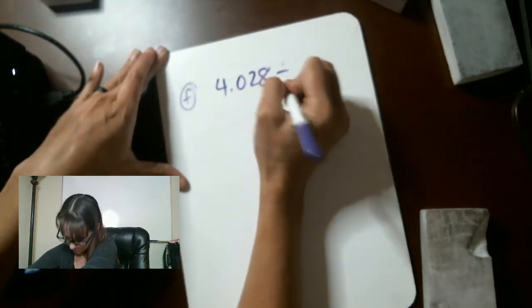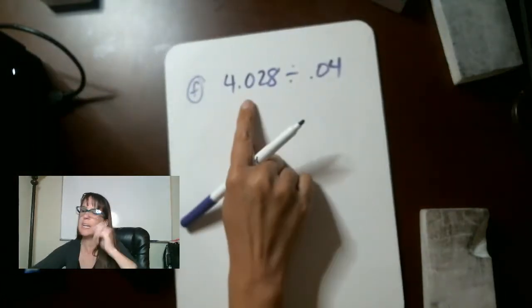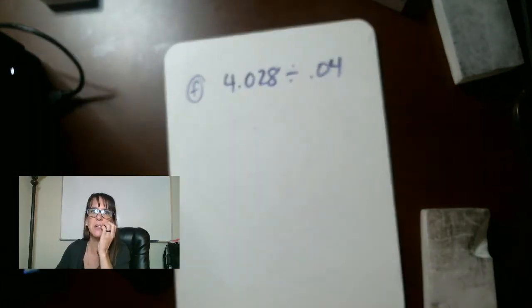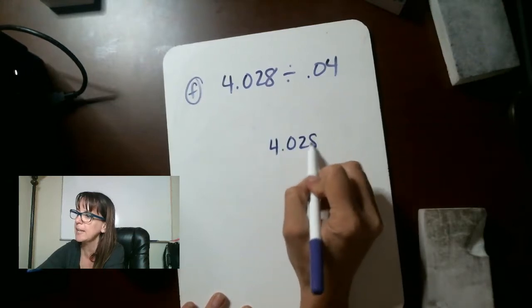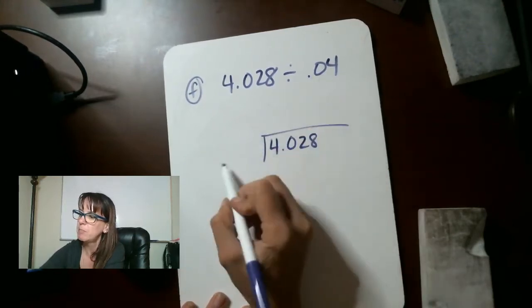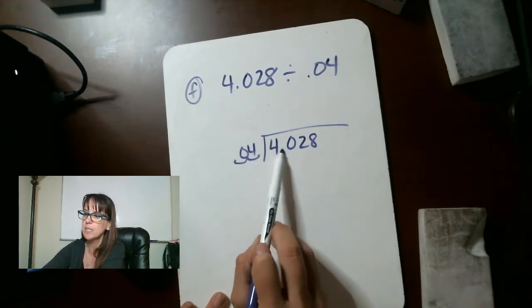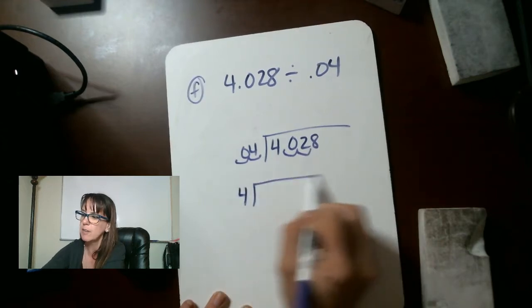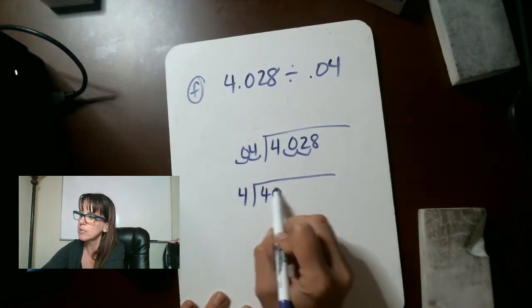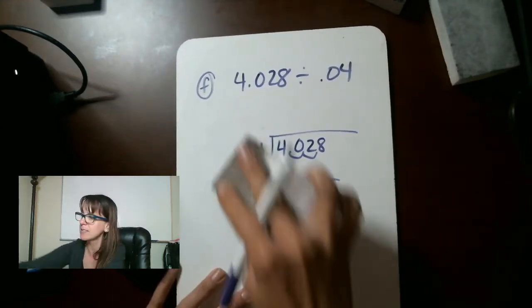4.028 divided by 0.04, which means this guy is in the front, so this guy goes under the table. So it's going to be 4.028 divided by 0.04. I have to move this decimal, because we can never have a decimal here, 1, 2 spots, which means I have to move this 1, 2. So I have 4 divided by 402.8. Now, just looking at this, mental math is going to save you a lot.